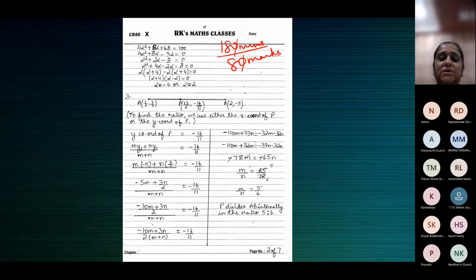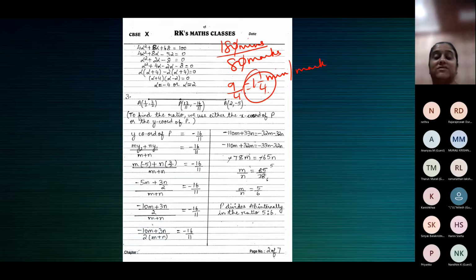9 by 4, right? 9 by 4 is what, children? 2 and 1 by 4. Okay, minutes for 1 mark. So for a 1 mark question, you can spend only 2 minutes and you know how much is a quarter of a minute? 15 seconds. For a 1 mark question, you can spend 2 minutes and 15 seconds. So for a 2 mark question, 4 minutes and 30 seconds. For a 3 mark question, 6 minutes and 45 seconds. That's all you can spend.